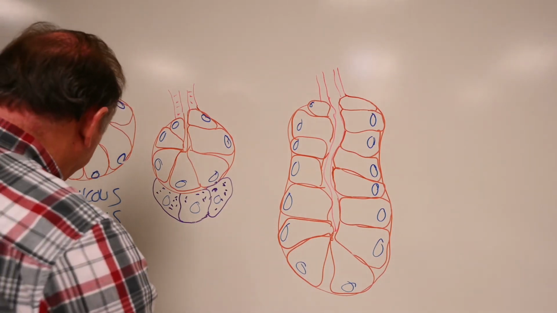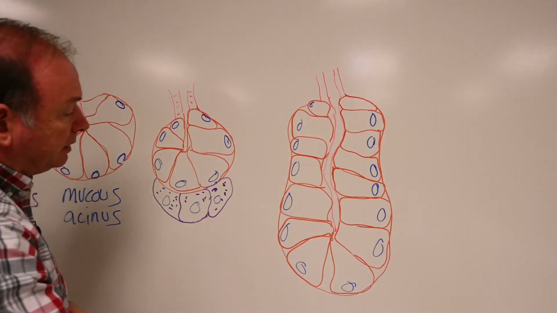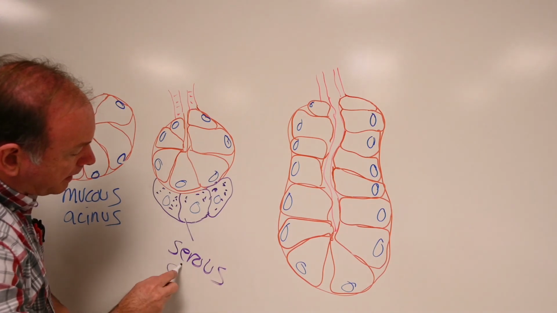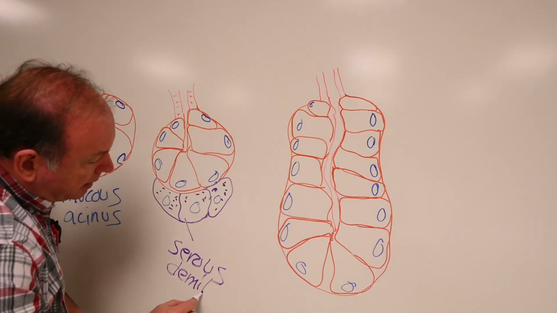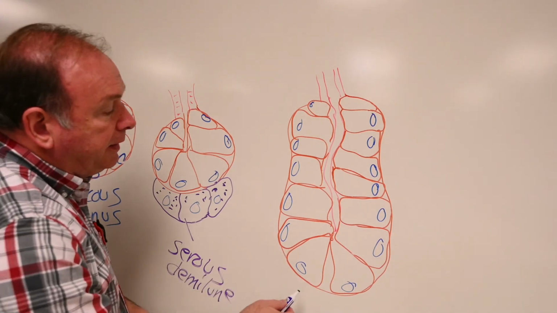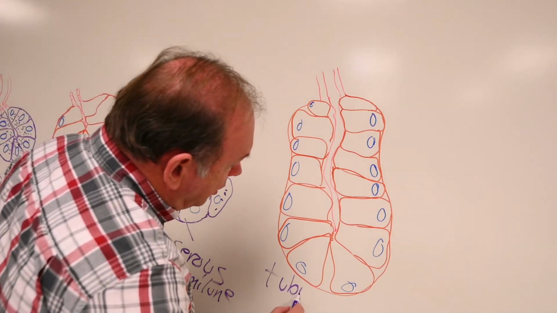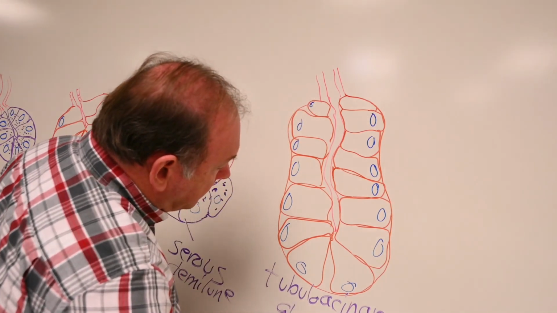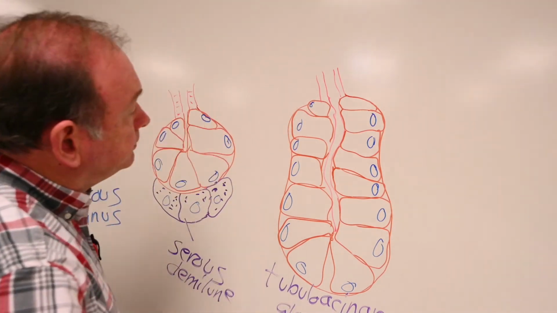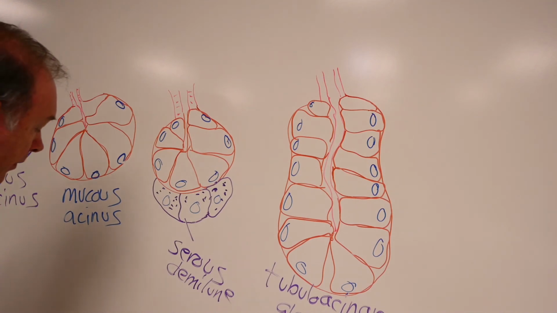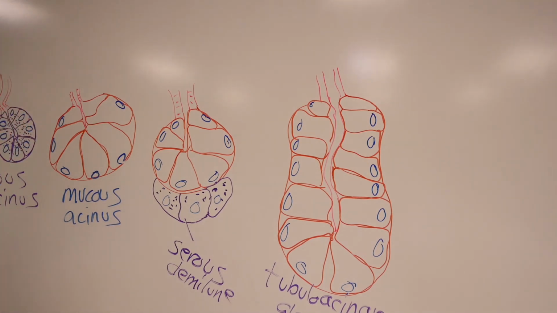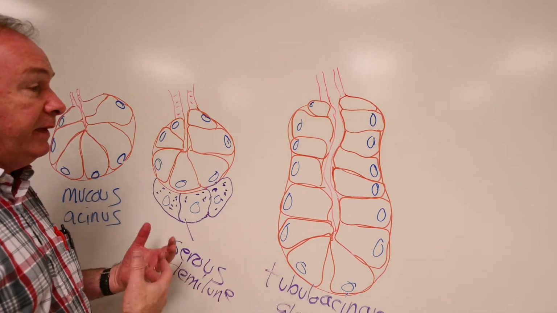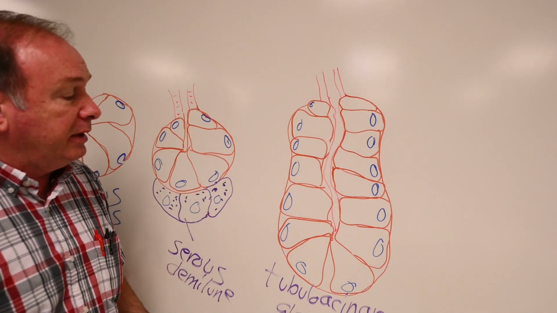I better label a couple of things here. Serous demilune, D-E-M-I-L-U-N-E, and this is called a tubuloacinar gland. So now we're ready to do the comparison of the different types of salivary glands in the mouth.